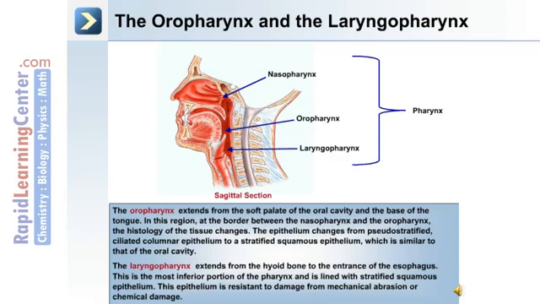In this region, at the border between the nasal pharynx and the oral pharynx, the histology of the tissue changes. The epithelium changes from pseudostratified ciliated columnar epithelium to a stratified squamous epithelium, which is similar to that of the oral cavity. The laryngeal pharynx extends from the hyoid bone to the entrance of the esophagus. This is the most inferior portion of the pharynx, and it's lined with stratified squamous epithelium. This epithelium is resistant to damage from mechanical abrasion or chemical damage.